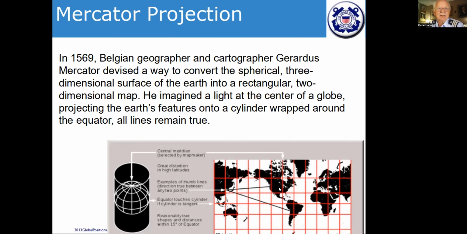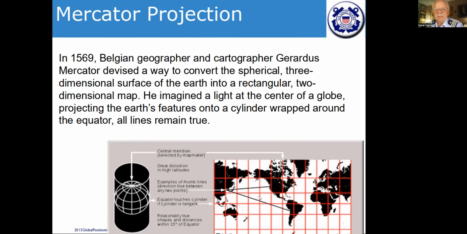So Mercator imagined the light in the center of the globe that projected the Earth's features onto a cylinder wrapped around the equator. All the lines remain straight and true when you do it this way. And that's important because other projections don't have straight lines. They have curved lines. We'll get into a couple of other projections in just a second. But this is an ideal way of showing what is out there.